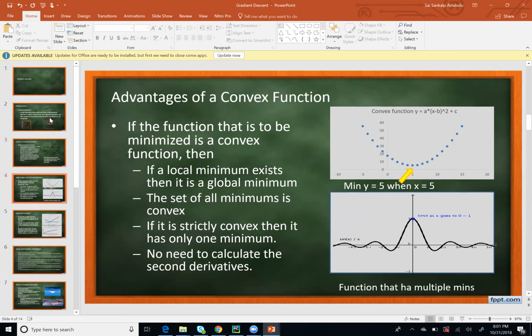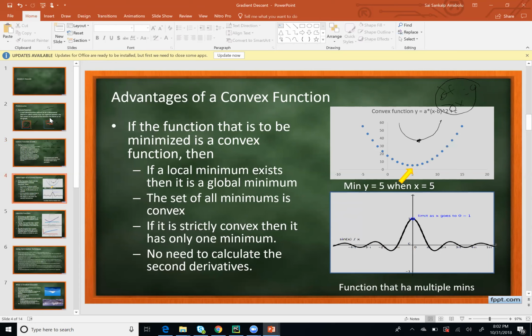So let's say this is a convex function. If at all it has a double differential, and you take the differentiation and equate it to 0 and find the values of x, you'll always find that there is one particular value for which it is minimum. But that minimum is always going to be the global minimum. Now, what is a global minimum? What is a local minimum?